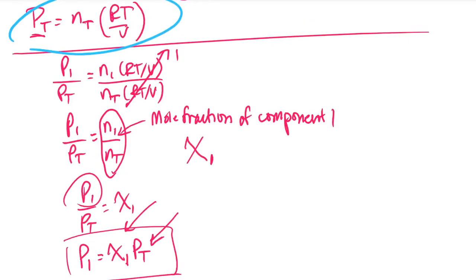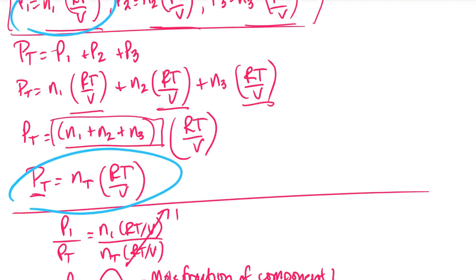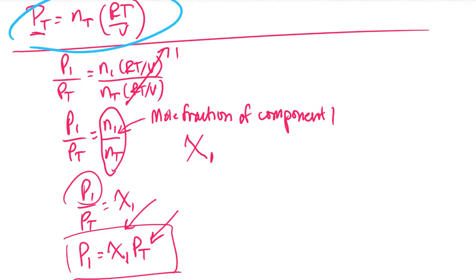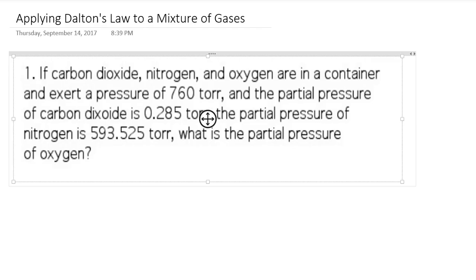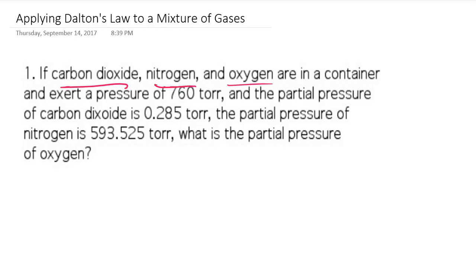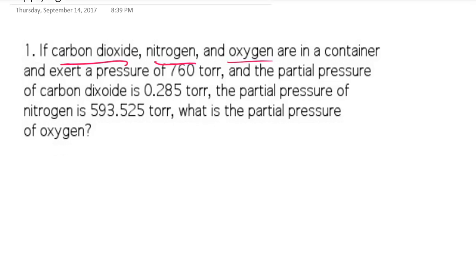So now that we've derived the important relationships that are involved with Dalton's law of partial pressures, let's actually practice applying them. So here's an example problem. Suppose I have a mixture and it contains carbon dioxide, nitrogen, and oxygen. And the mixture actually exerts a total pressure of 760 torr. The partial pressure of carbon dioxide is 0.285 torr. The partial pressure of nitrogen is 593.525 torr. They want the partial pressure of oxygen.